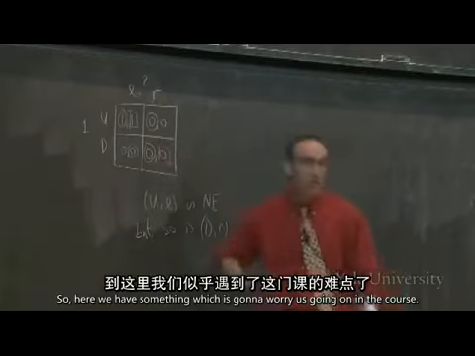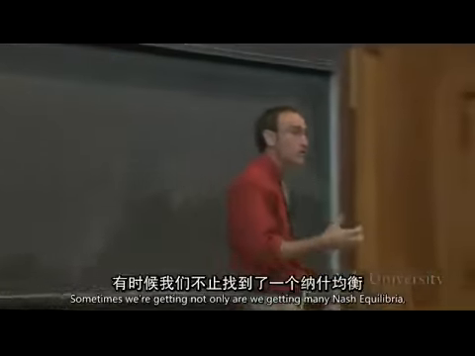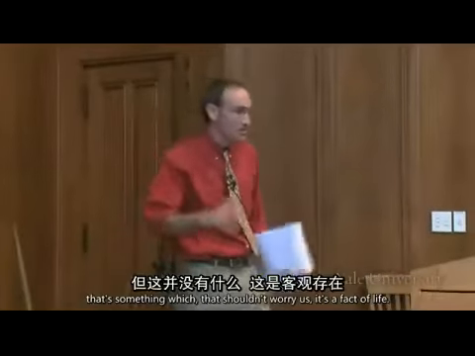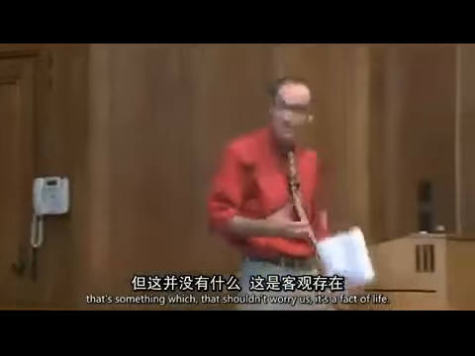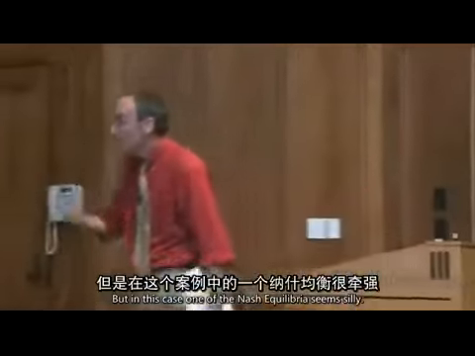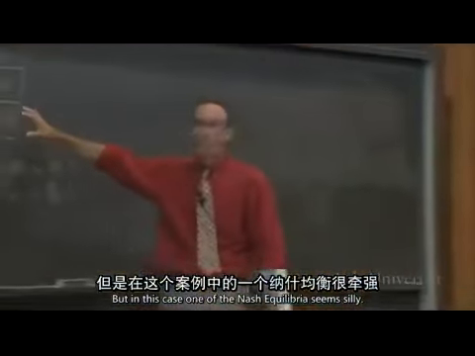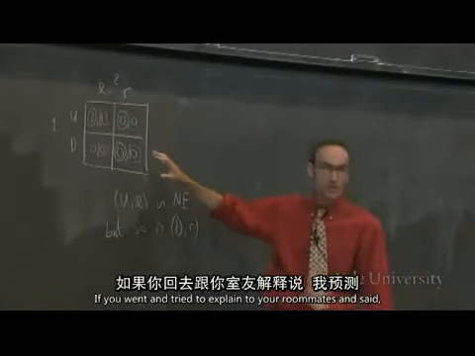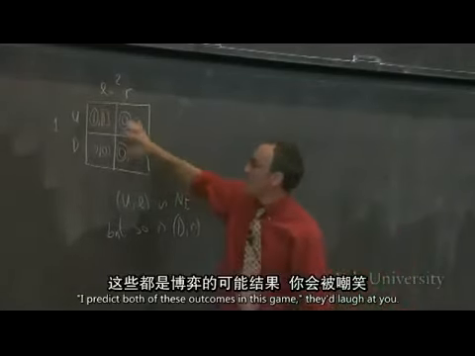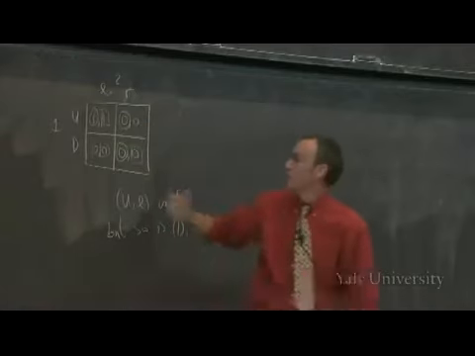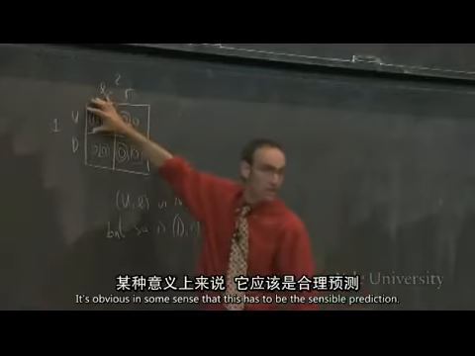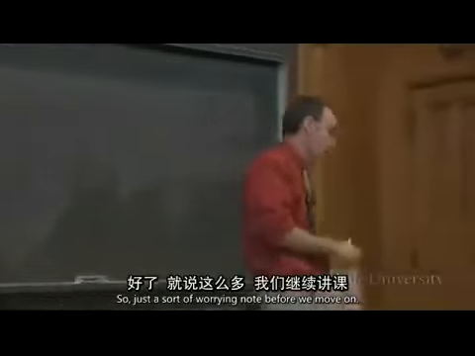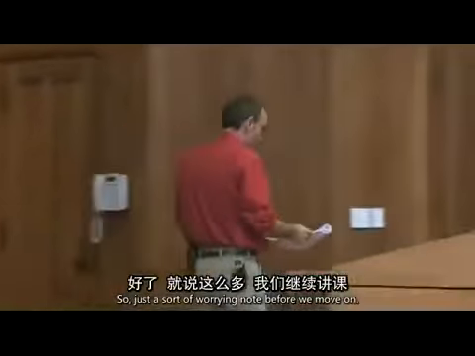So here we have something which is going to worry us going on in the course. Sometimes not only are we getting many Nash equilibria, which shouldn't worry us, it's a fact of life, but in this case, one of the Nash equilibria seems silly. Right? If you tried to explain to your roommates, I predict both of these outcomes in this game, they'd laugh at you. It's obvious in some sense that this has to be the sensible prediction. All right? So just a worrying note before we move on.